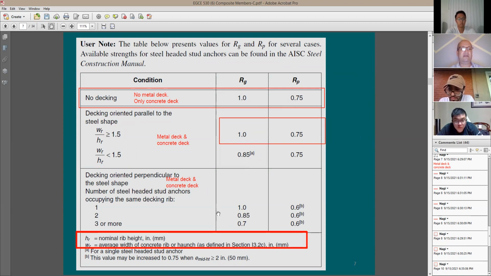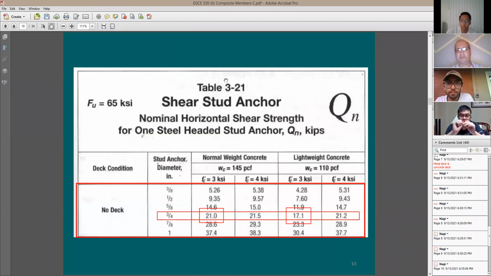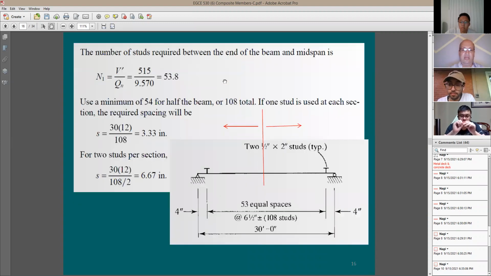But if you have a case like this, you have deck perpendicular to the steel section. Once you add two, strength is going to get reduced. But in our example, there's no reduction in the strength because you're going to have a row of two studs next to each other, okay? Okay, good, this makes sense. I'm happy the strength is not reduced. I can just put two rows if I want to.